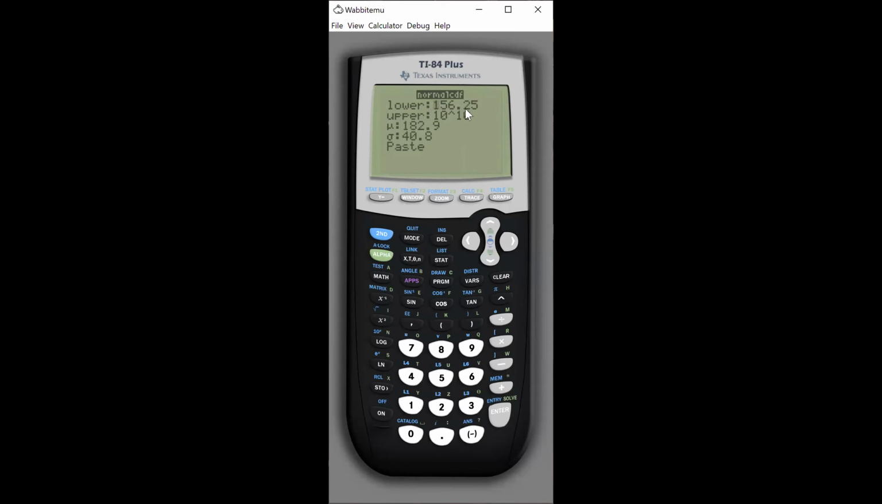It's asking us for the lower, so the lower is 120. The upper is just 10 to the 10 power. My mu is 100 and the standard deviation is 15. Go to paste, press enter, and that's your answer. So the probability that x is greater than 120 is equal to 0.0912.